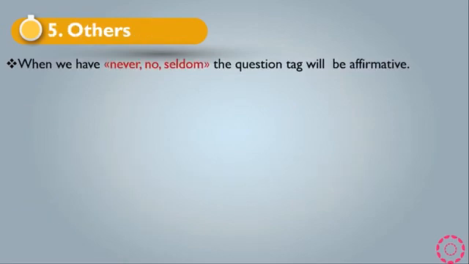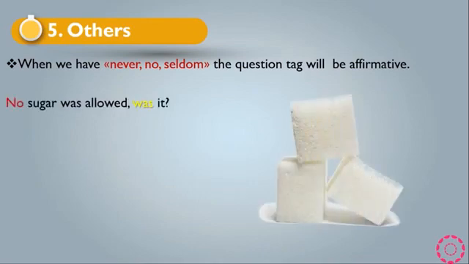We have the others, number 5. When we have never, no, or seldom, the question tag will be affirmative. We can say positive. For example, no sugar was allowed, was it? As you see, we have no at the beginning, and the question tag becomes was it. Why? Because we have the verb to be, was, and sugar is a thing, so we say it: was it.